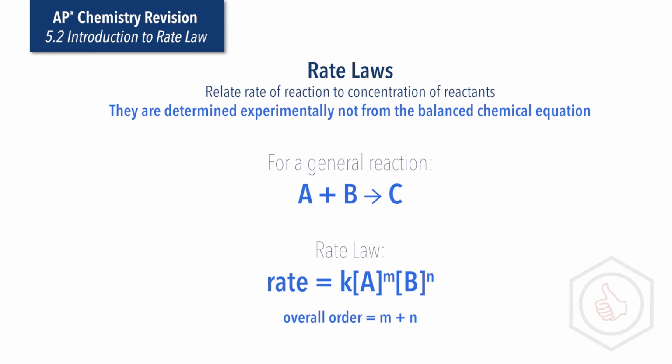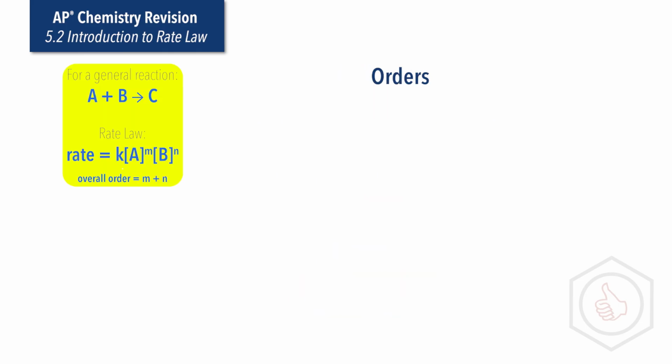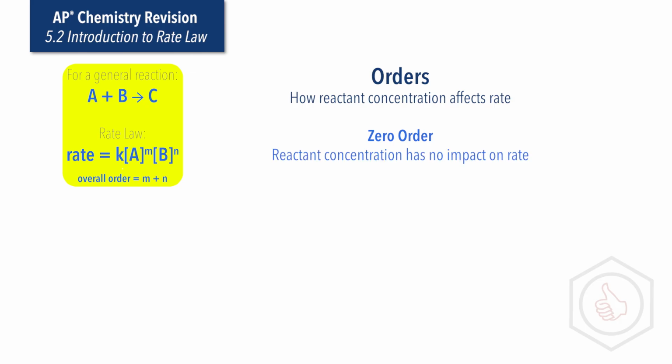The order of reaction with respect to a reactant tells us how the rate changes as the concentration of that reactant changes. In other words, it tells us how the rate of reaction changes when we change the concentration of reactant. If a reaction is zero order with respect to a particular reactant, then changing the concentration has no impact on the rate of reaction. You could double or triple the concentration of reactant, but the reaction rate will stay the same.